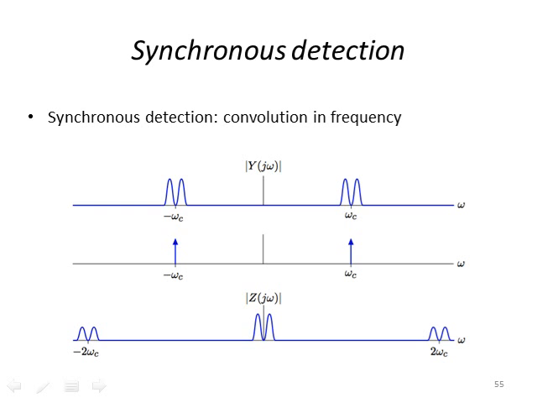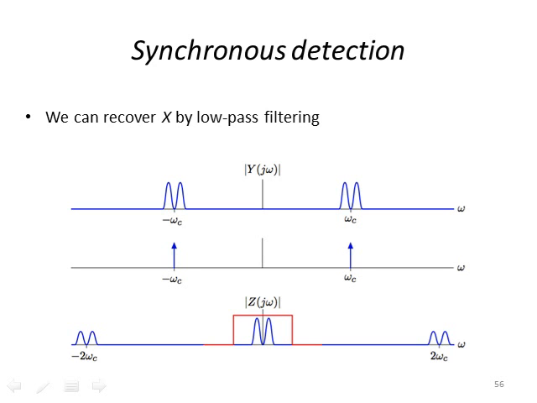Synchronous detection. We do convolution in frequency. So you see at our input, the magnitude of our input response, we have our signal that's been modulated to omega c, then the Fourier representation of our signal. And then what do we get when we do the convolution in frequency? Then our output z will have our original signal located at DC, but we also have components of our signal located at 2 omega c. We can recover x by doing low-pass filtering.